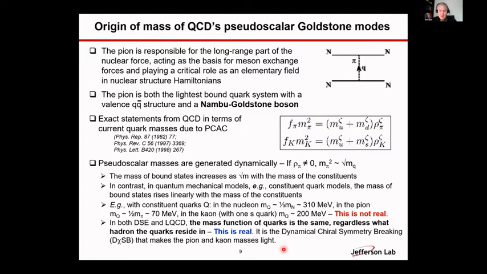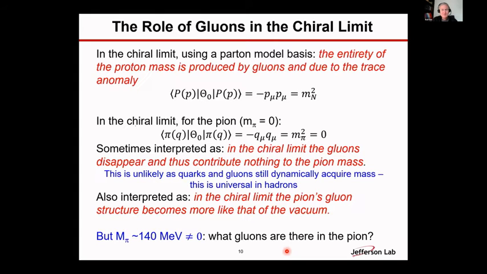So it's actually the dynamical chiral symmetry breaking that makes the pion and K mass light. Now I'll come back to that. I'll go back and forth here because I try to put some questions in your mind for the theorists. And again, this is an experimental view.